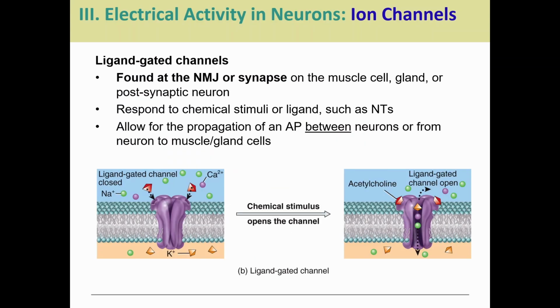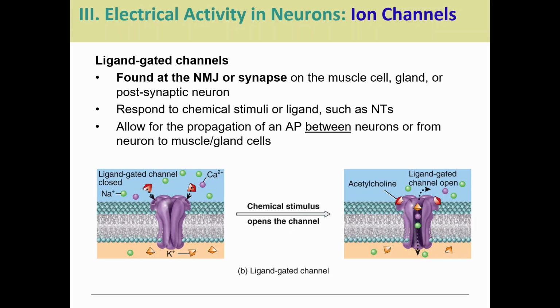So a ligand gated channel, we find this at what's called the neuromuscular junction, or a synapse on the muscle cell, gland, or the postsynaptic neuron. Basically, this is going to be where the nervous system is going to connect with the effector, with whatever it is that's going to be doing the job. They're going to respond to some sort of chemical stimulus or ligand, so like a hormone, or in this case, we're talking about neurotransmitters, right, or NTs. This is going to allow for us to have an action potential happen between the neurons, or from a neuron to a muscle cell or a glandular cell.